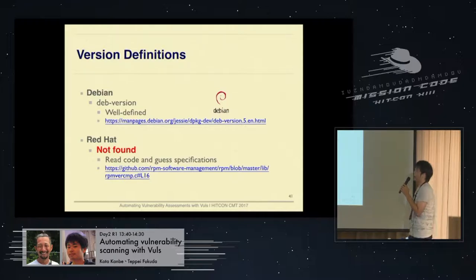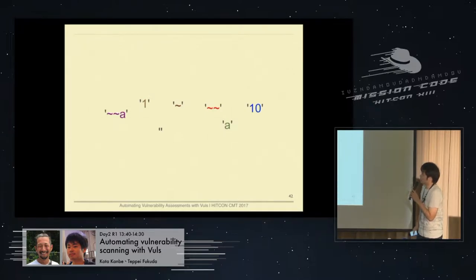Whereas Debian uses dpkg version when defining versions, it's well defined. It doesn't look like Red Hat has any clear rules on definitions. So as a result, we had to read the RPM source code and do some guesswork regarding the specifications. Let's take a look at an example. We've got 7 different versions. These are versions: ~a, 1, empty string, and ~a, 10.